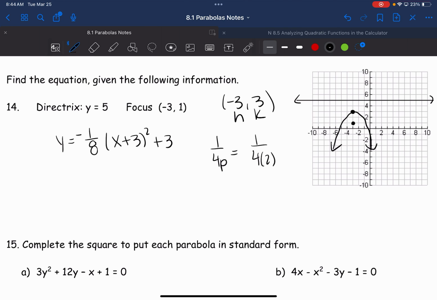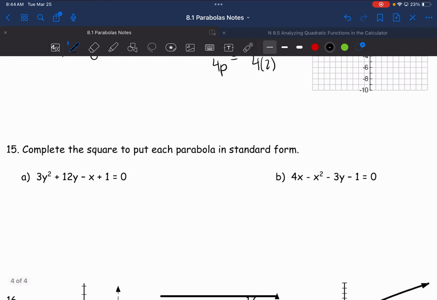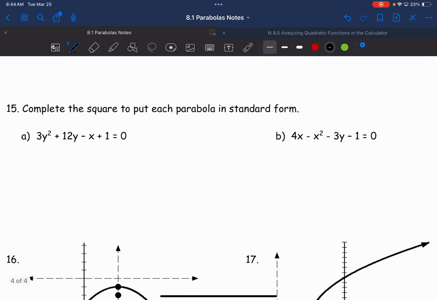Okay. So now we know how to do it, whether they give us the equation or whether they just give us a couple pieces of information. Okay? Now, what they might do is instead of giving it to you in standard form, they might give it to you in something that looks like this. We want it to be in standard form where it has that quantity squared so that you can see what h and k are, right?